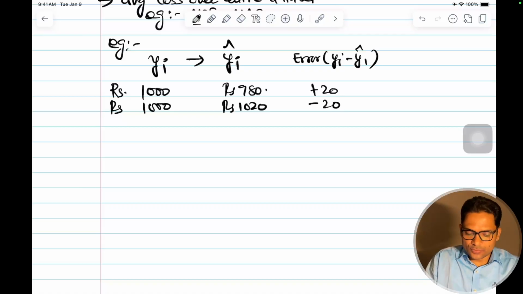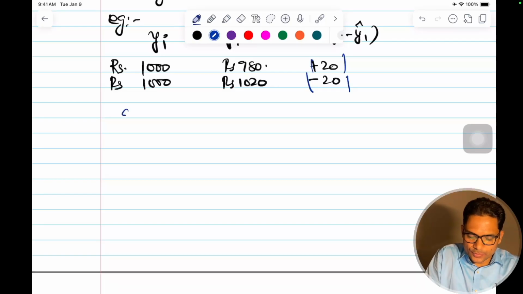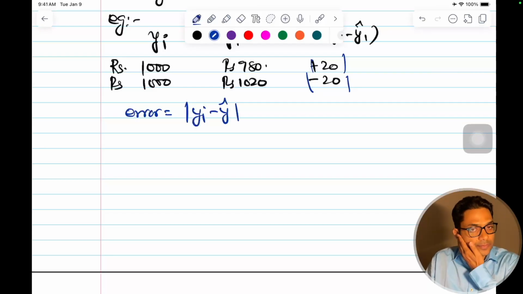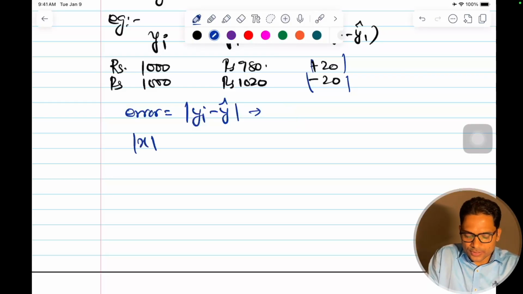So next you will suggest, why don't you take the absolute value? You just take the magnitude of it. So you take the error as absolute error, equal to the absolute value of yi minus yi hat. But we have seen in the fundamental calculus class, when we talked about differentiability, that this absolute value function is not differentiable at x equal to 0.